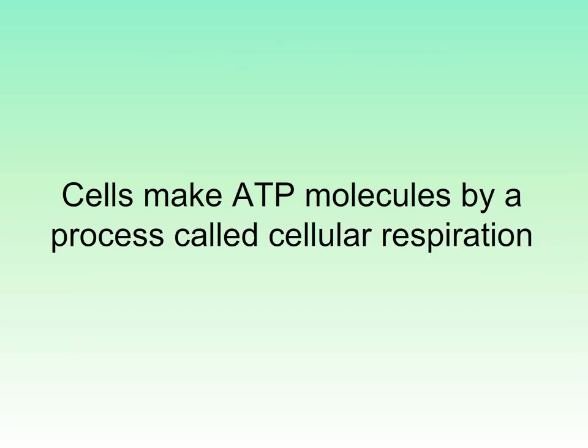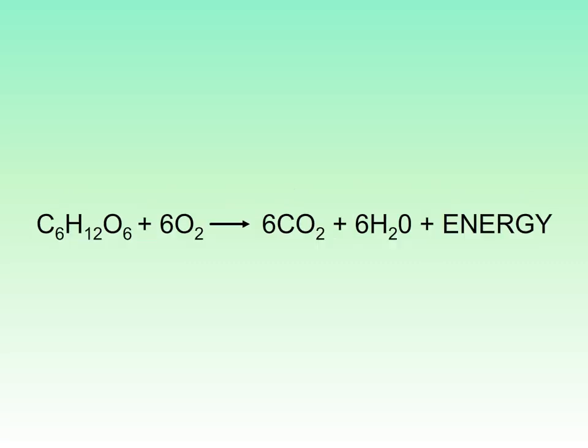Cells make those ATP molecules during a process called cellular respiration. Here's the overall chemical reaction that occurs during cellular respiration. Glucose and oxygen are the reactants, while carbon dioxide and water are the products. This is an exergonic reaction, so energy is released, which is used to make those ATP molecules. As mentioned during the carbohydrates lecture, the nonpolar carbon-carbon and carbon-hydrogen bonds in glucose store a lot of potential energy. So when those bonds are broken, energy is released that can be used to make ATP molecules.